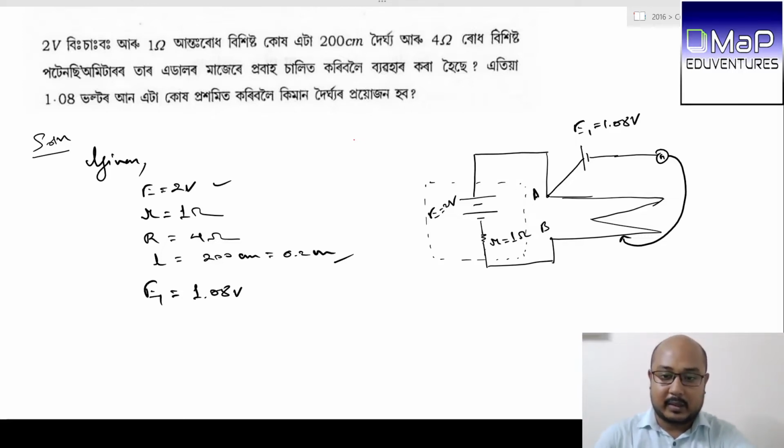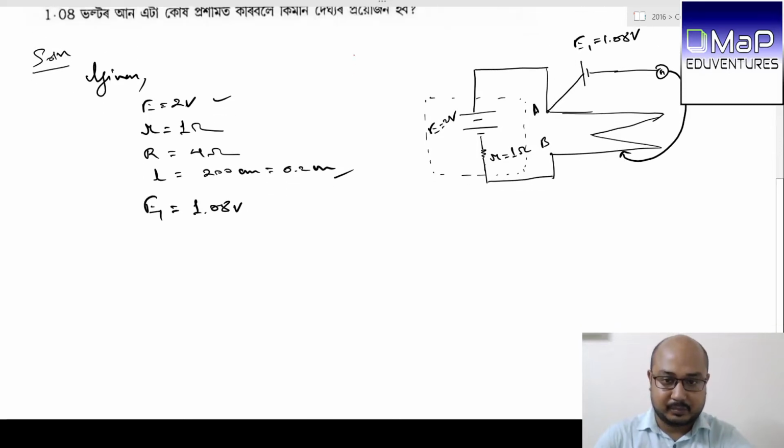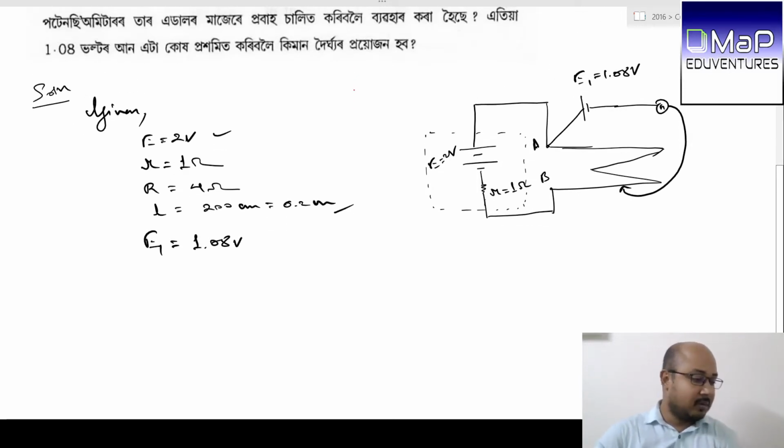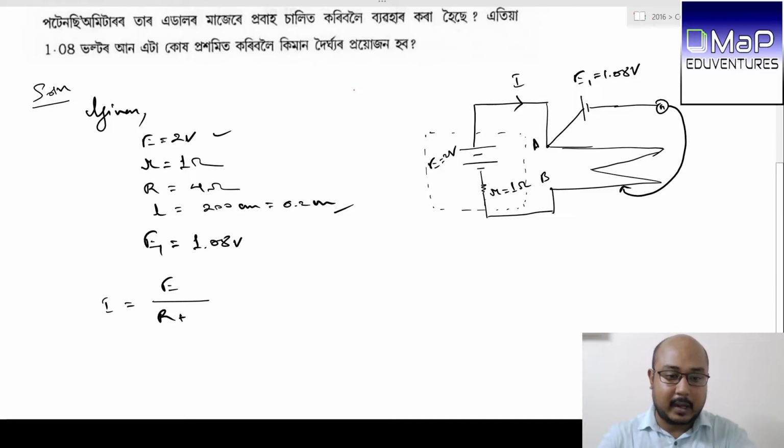To find the balancing length, we first need to find the voltage drop per unit length, and from that we can find the balancing length. To find the voltage drop, we first need the current. So we need to first calculate the current flowing through this potentiometer wire. What will I be equal to? Whenever we are dealing with internal resistance, the external current is equal to E by R plus r, where capital R is the external resistance. In this case it is the resistance of the potentiometer wire, and small r is the internal resistance.